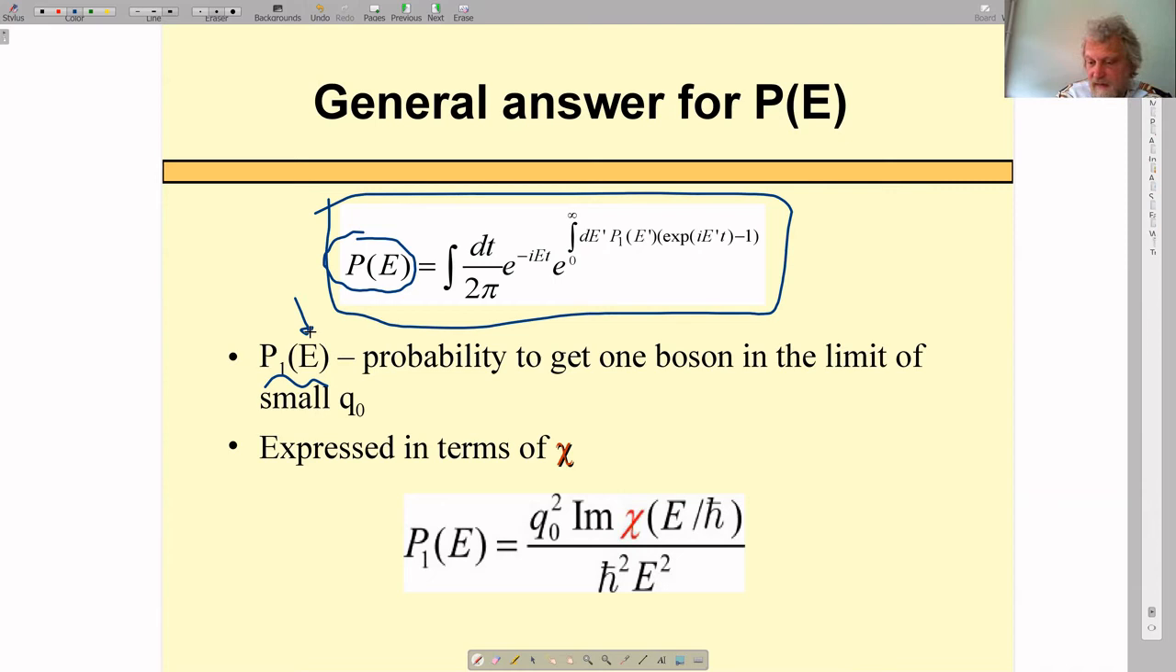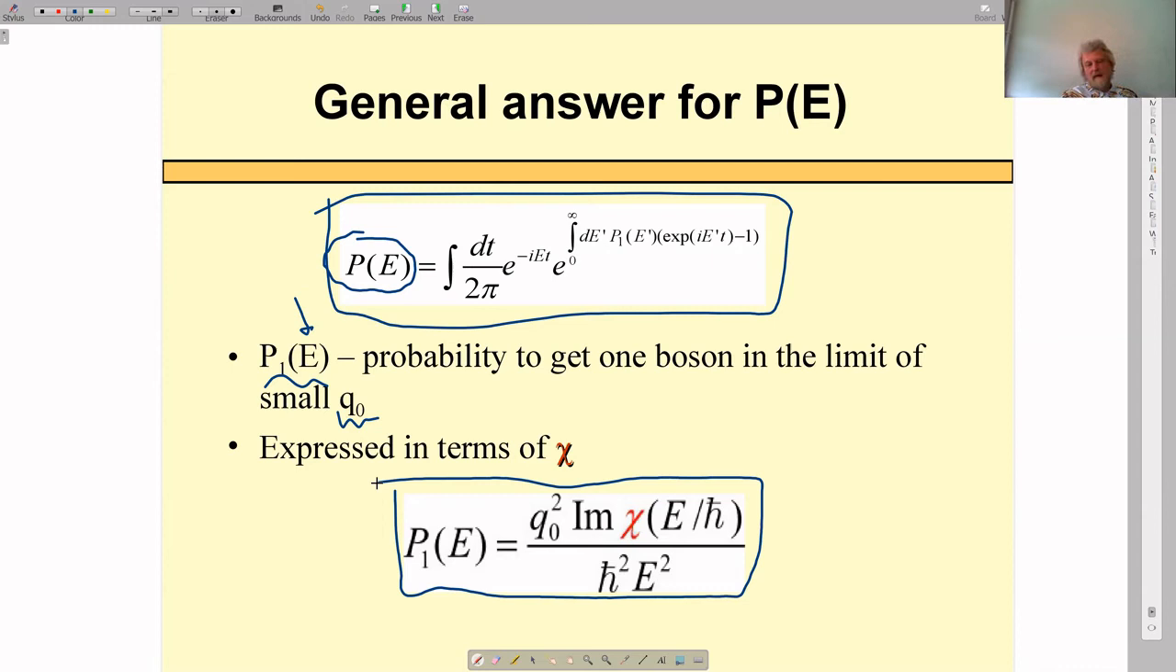We get this probability if we go to the limit of small couplings. And this probability E1 of E can be conveniently expressed in terms of susceptibility, in terms of the imaginary part of the susceptibility, which is a little bit more convenient. I'm using this function J. Right, so now we'll try to look at different general answers for this formula.